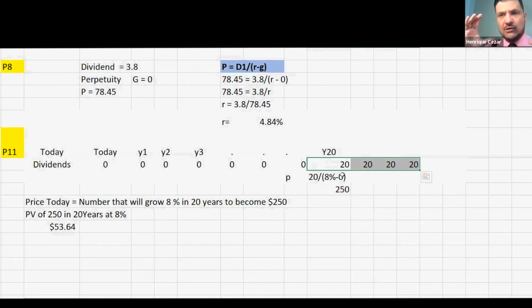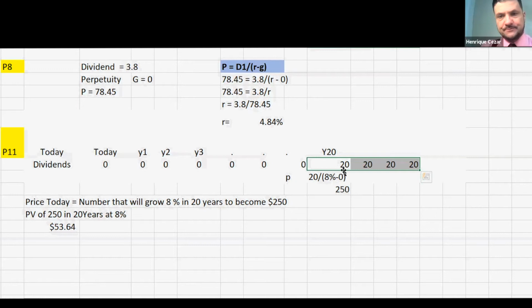It's simple logic here. Step 1, compute the fair price on year 20. Why year 20? Because that's the first year that the stock is going to pay dividends. Then, once you have the price on year 20, bring it to the present to figure out how much you should pay today. So that's what we're doing here.